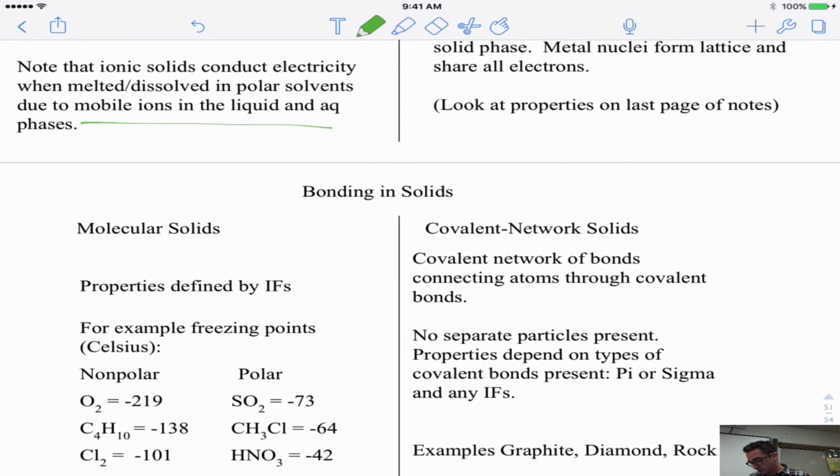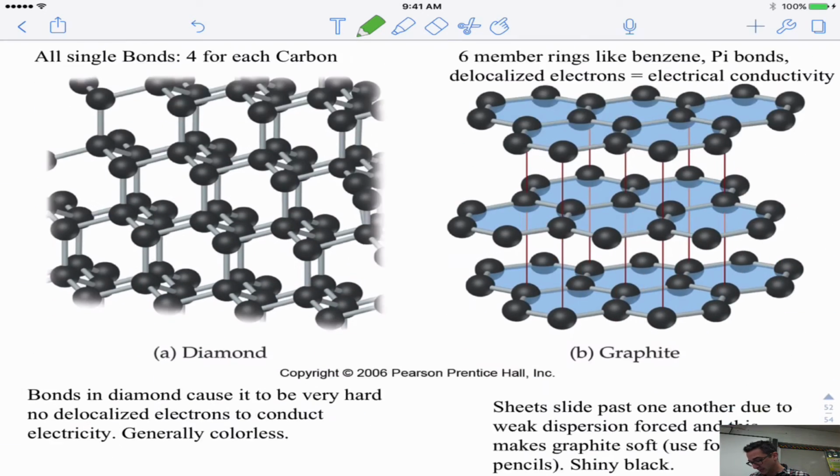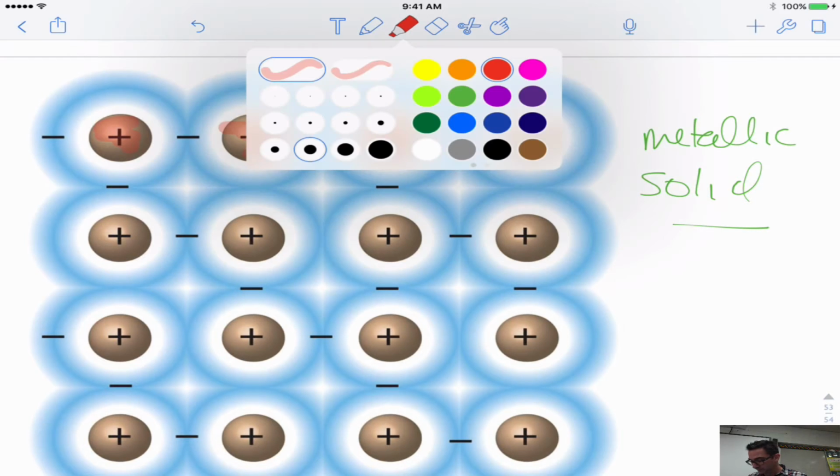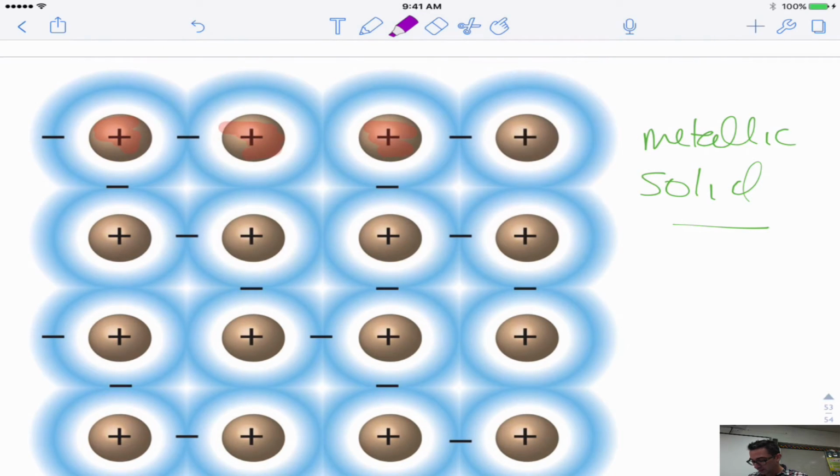If I show you what a metallic solid looks like, here's my metallic solid. What you can see in the metallic solid is the nuclei, which I'll highlight in red, and then around them, which I'll highlight in purple, are the mobile electrons, and those electrons are free to move.